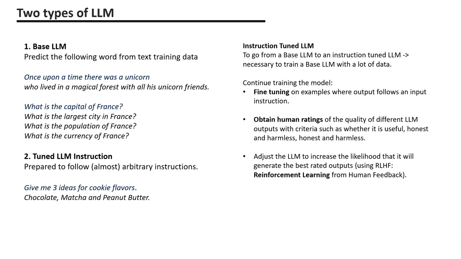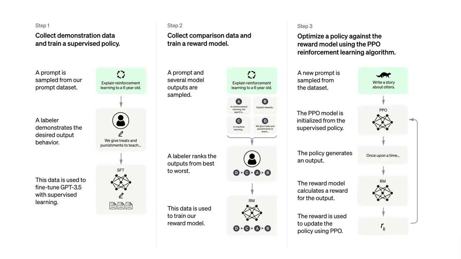Additionally, we gather human ratings on the quality of the model's results based on different criteria such as usefulness, safety, honesty, and correctness of the answers. Next, we adjust the large language model to increase the probability of generating higher rated results. This is done through reinforcement learning from human feedback. This process was precisely followed to develop the ChatGPT model.